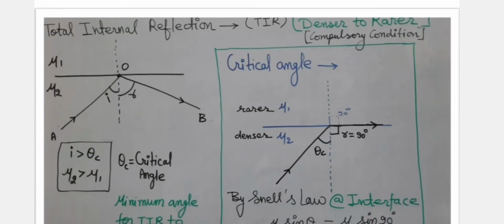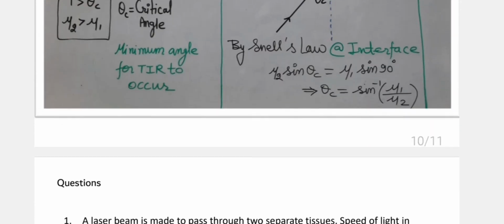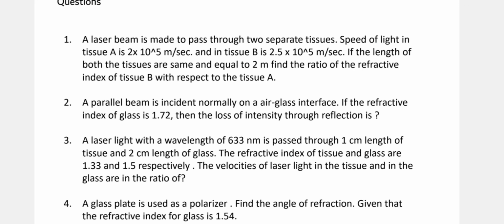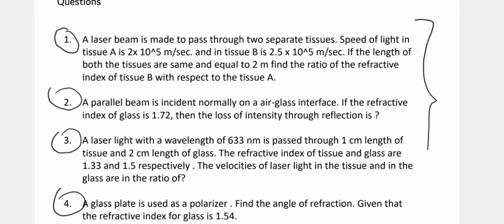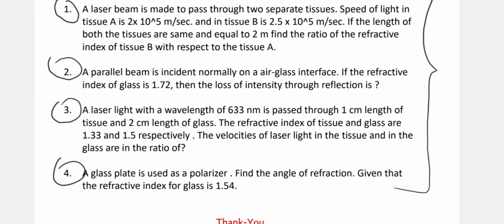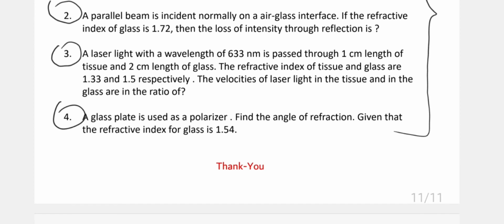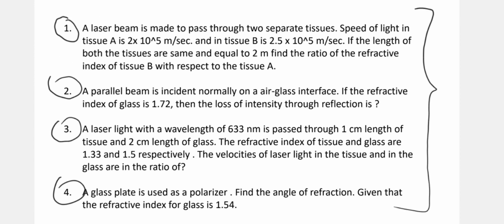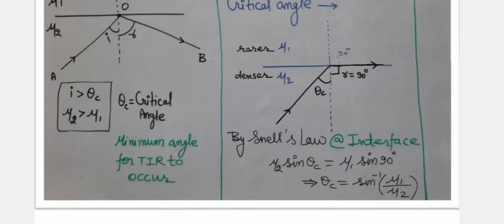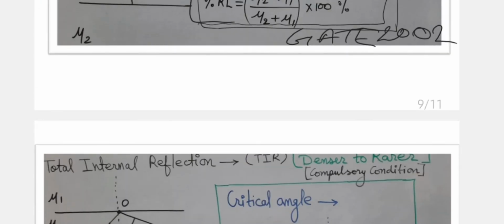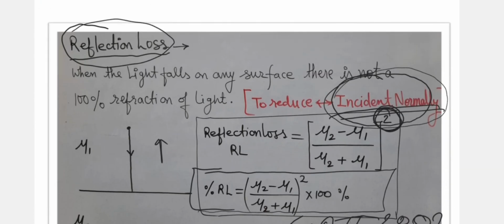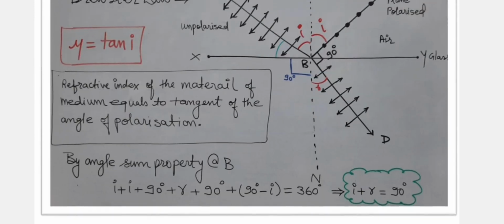I already discussed total internal reflection, so let's move to the questions. There are four questions which I have provided: first, second, third, fourth. All are very easy questions, and with the material which I have provided, you can easily solve them and grasp the concept. You can move ahead, and I will be providing the second part of this video very soon once you understand all these concepts.